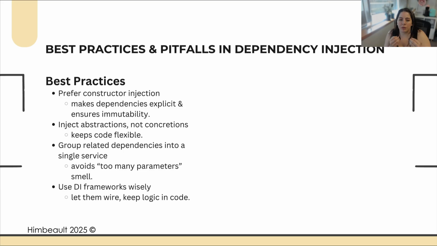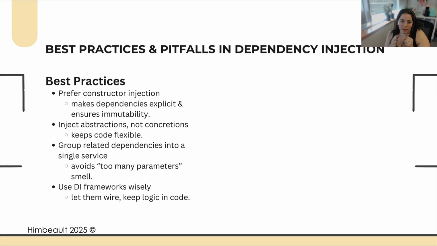So if we do know that we're going to need an instance of a class within another class, within an object, it is preferred that we actually have an instance variable and we inject it into the constructor. It ensures that we're making our dependencies explicit and ensures immutability of our dependencies, because if you pass it in through a method, the next time you call the method, you could be using a different dependency. So rather, we want to make sure that we are keeping it immutable.